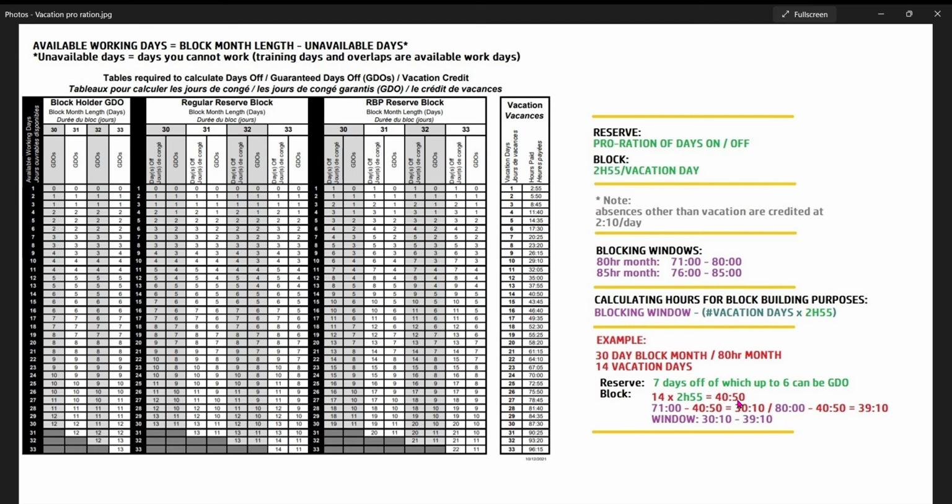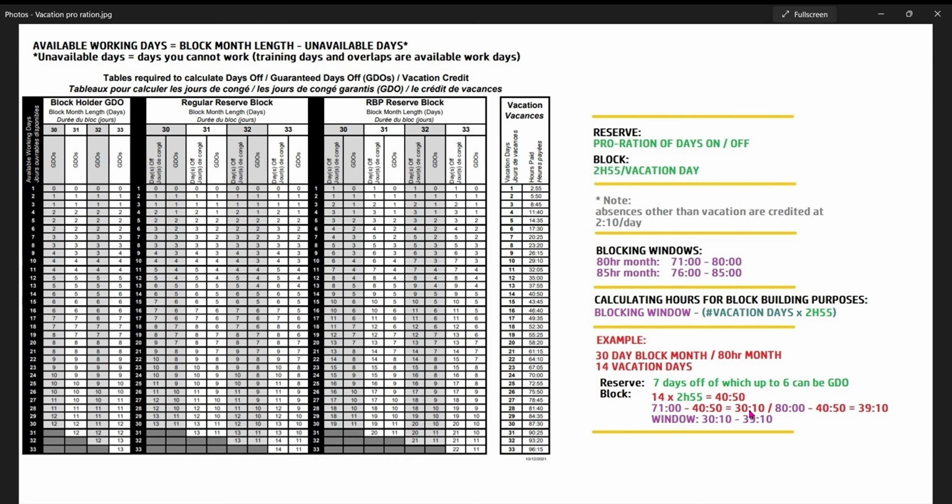So in order for me to get to the minimum, which is 71 hours, I want to know how many hours I need to take me to 71. So we're going to do 71 hours, which is the minimum number of hours I need, minus the credit I've already accumulated with my vacation, and that gives me 30 hours and 10 minutes. Perfect. That is the minimum that I need to bid for in order for my block to be legal.